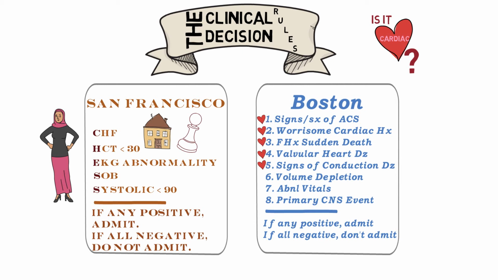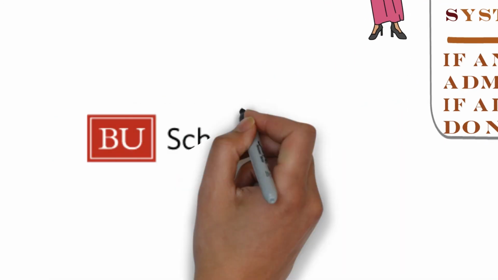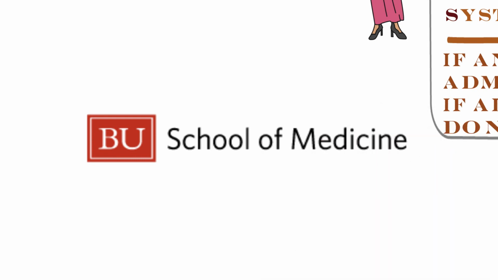Now, by the Boston syncope criteria, would you admit her? Her father died suddenly, so she has a family history of sudden death. The Boston rules would suggest you might want to admit this patient. Tune into the next episode for a look at the studies that gave us these decision rules.